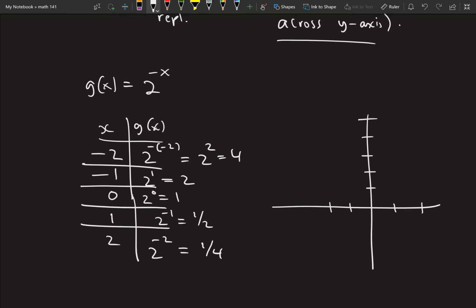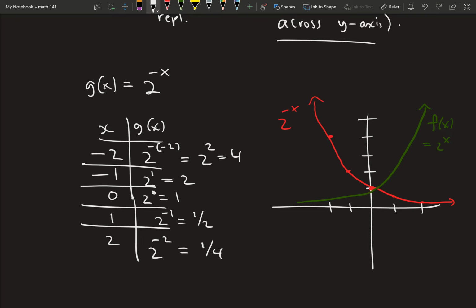So at negative 2, let's plot again with red here. We're going to do 4. Negative 1 maps up to 2. 0 maps to 1. 1 maps to a half. 2 maps to a fourth. And you can see that you're going to get exactly the flip of the other one. So the original one, f of x, looked like this. This was f of x. And g of x, this is 2 to the minus x. So you can see they are exactly flips across the y-axis.